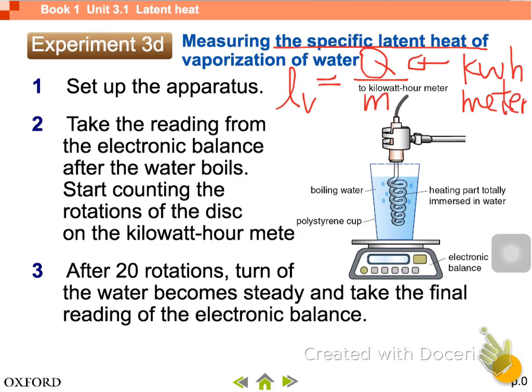Remember that we cannot use a joule meter, because we need a huge amount of energy to boil the water into steam. So we need to use a kilovolt hour meter, which can measure much more energy, to find out the energy transferred to change water into steam. And we use the electronic balance to help us find out the mass of water. Remember, the mass of water that changes into steam.